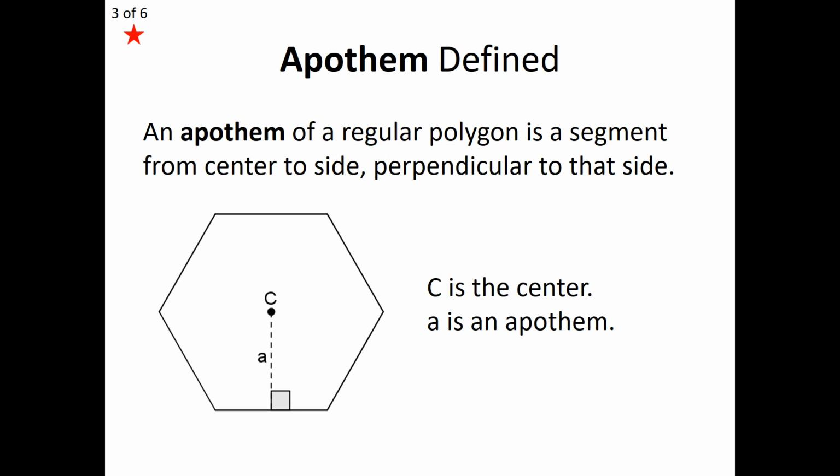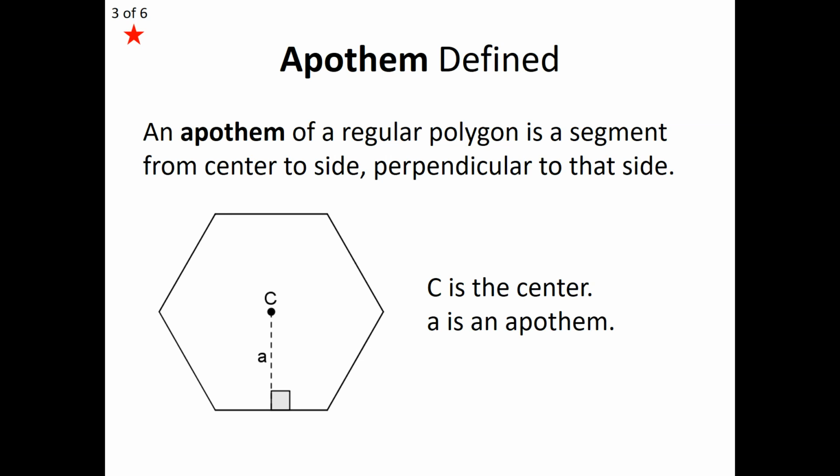And so the apothem length has some true properties about it, and that's going to lead us into our next lesson as we derive an area formula. In our diagram there's our center point C with the apothem drawn in. It's the perpendicular from the center to the side, right? It's perpendicular to the side.